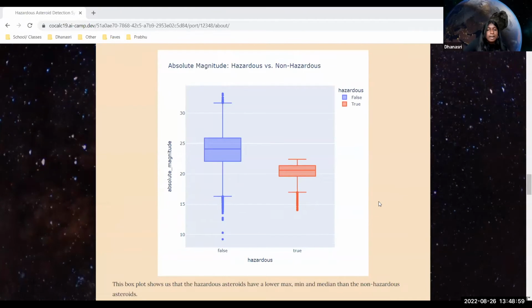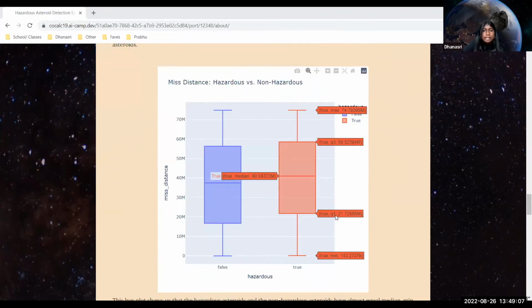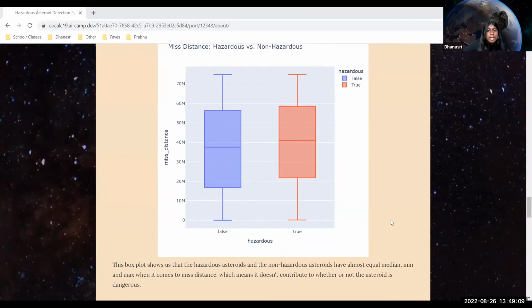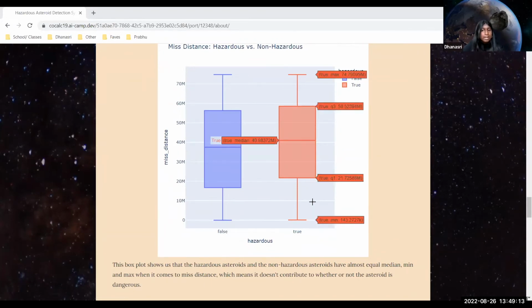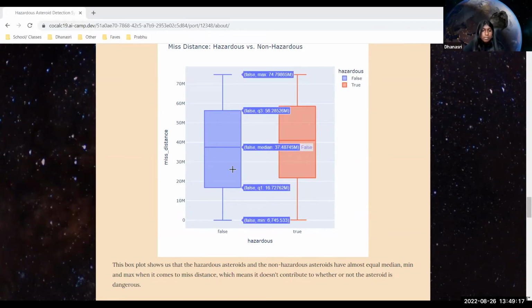Same thing here with absolute magnitude, except the hazardous asteroids have a lower max, min, and median than non-hazardous asteroids. And then lastly, we have the miss distance. As you can see, the box plot shows us that the hazardous and non-hazardous asteroids have almost an equal median, min, and max when it comes to miss distance, which means it doesn't contribute to whether or not an asteroid is dangerous.